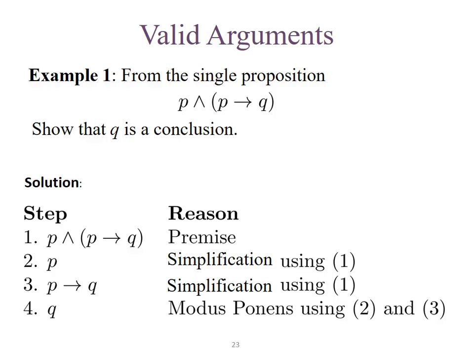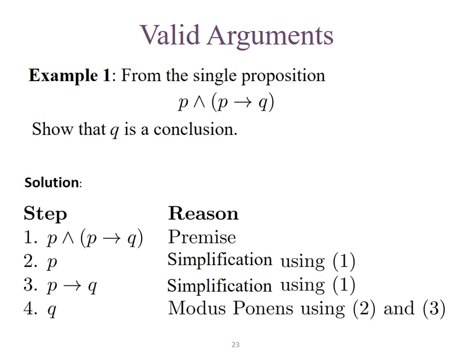So P is true, and P implies Q is also true. And we can apply modus ponens, right? If P implies Q is true, and we know P is also true, then Q must be true. So if you're familiar with these inference rules, then this one is very easy. Let's see how we write the steps. Okay, the first one is to write the premise, P and (P implies Q). So this is step one, and the reason we write it here is because it's a premise.